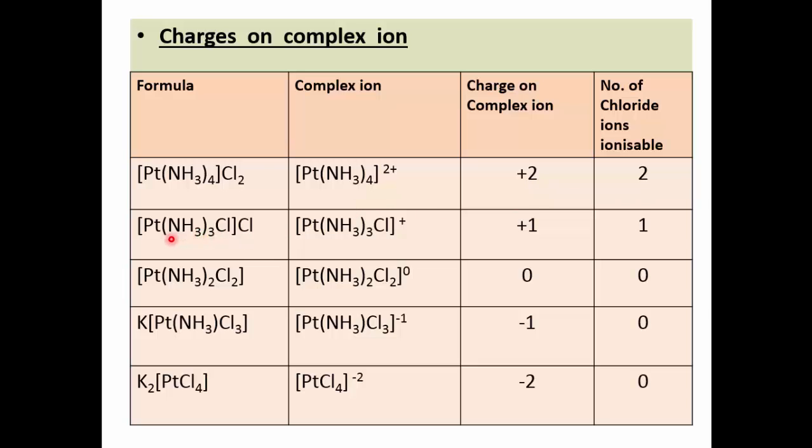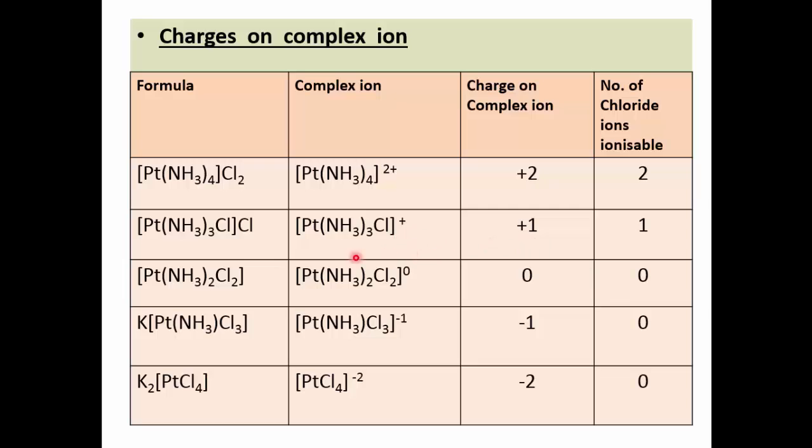Then see the next structure, next formula. So this is platinum, to which 3 ammonia molecules and 1 chloride ion are attached. No change in the coordination number of platinum, it is 4. 4 ions are attached to platinum. On this complex ion, there is plus 1 charge. How? Minus 1 from this chloride, 0 from ammonia, and plus 2 from this platinum. So in this way, plus 1 is the charge of this complex ion.